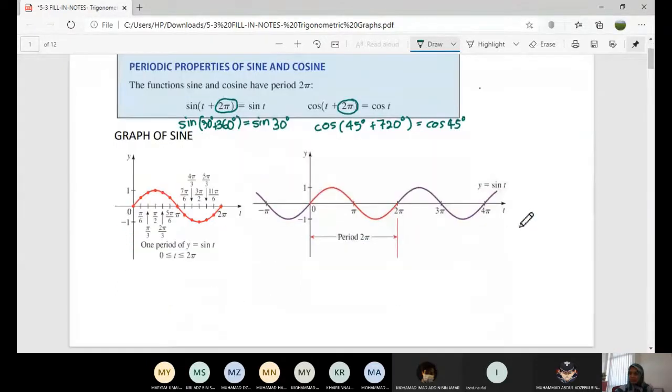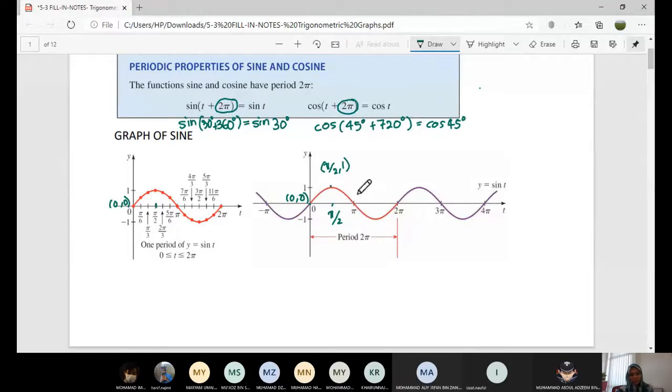So for the graph of sine, we start at 0, 0. You can look at this point 0, 0, and then we proceed with pi over 2. Here we have the amplitude is 1, so the coordinate will be pi over 2 and 1. This is 0, 0, the first key point. The second key point, pi over 2, 1, or 90 degrees, y coordinate is 1.